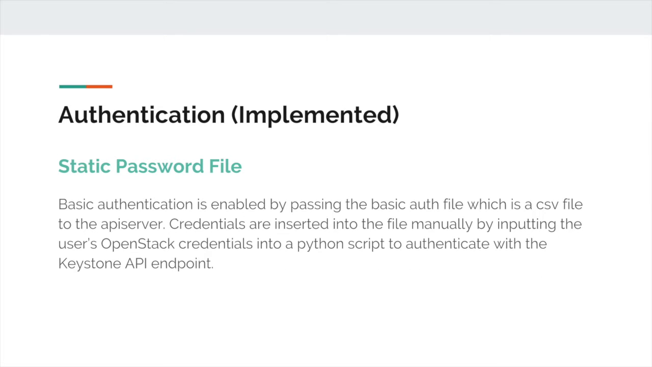What we ended up implementing was a slightly more basic approach. We're using a static password file. After manually authenticating a user's credentials through the Keystone API, we store these credentials in a basic auth file which is utilized by Kubernetes.